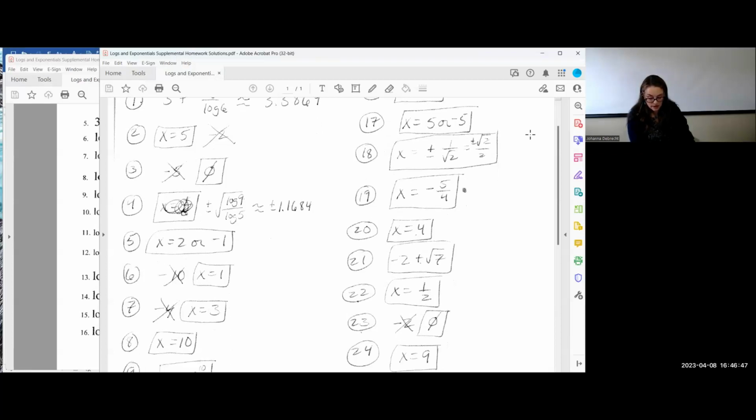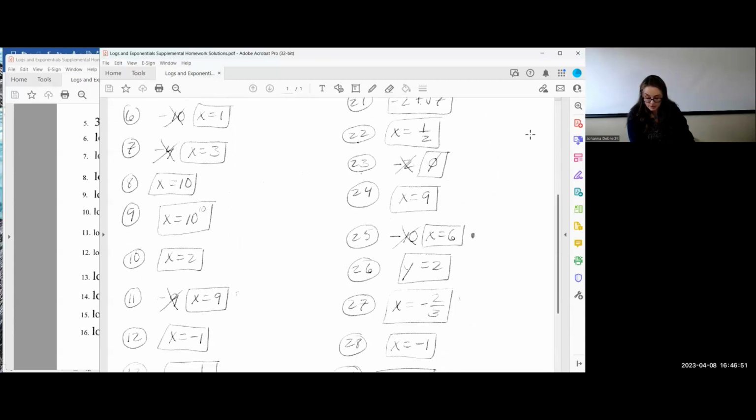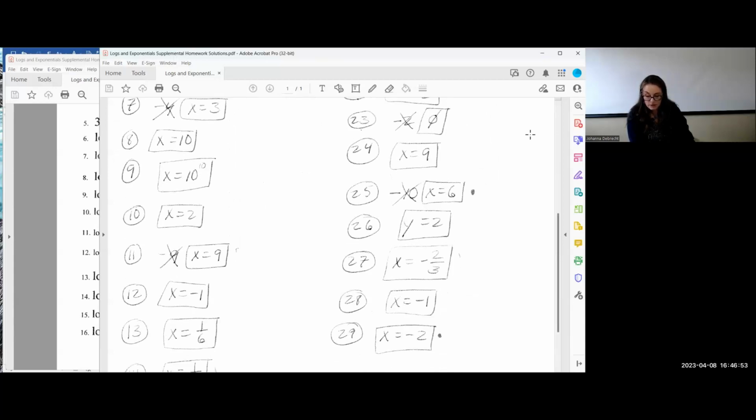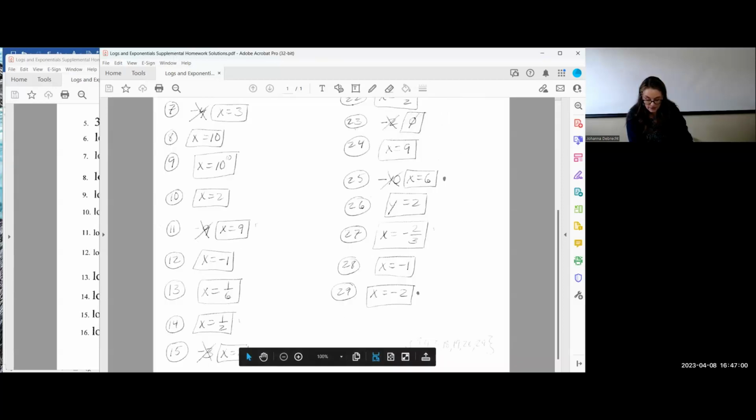Now we're scrolling to the bottom of the screen so that you can get all of the problems on here. Well, it looks like I'm going to have to shrink up the size a little bit. Right? And that should get you all of the different ones. If it has an X through it, that means it's an extraneous solution. It was a possible solution, but it does not actually work.